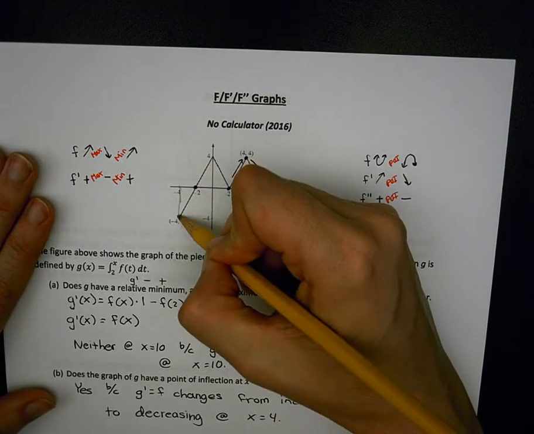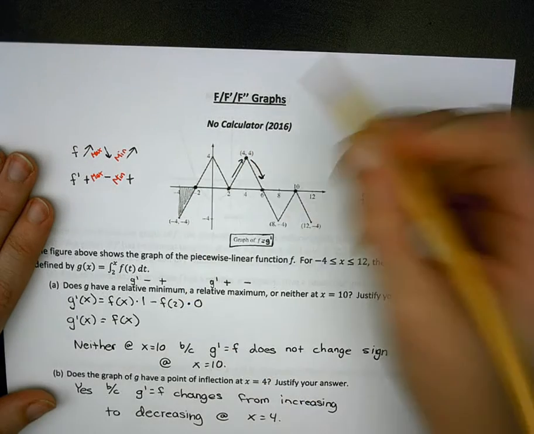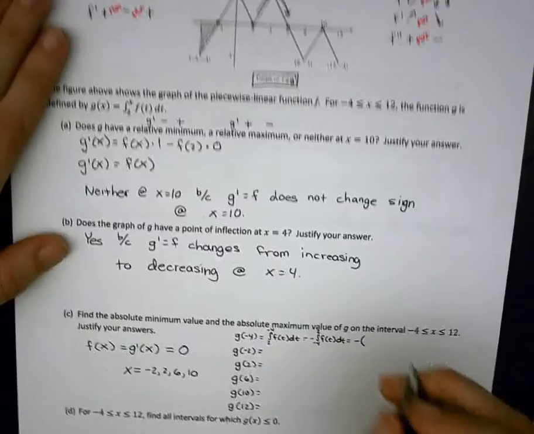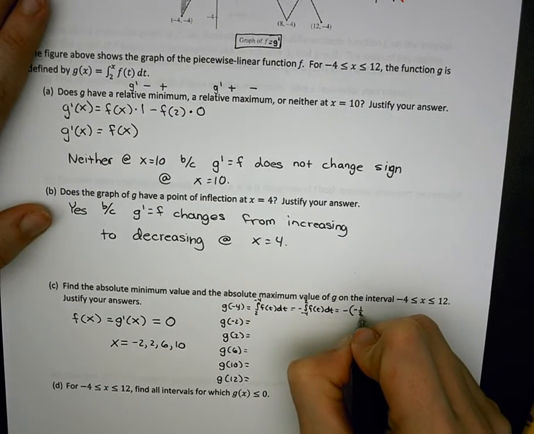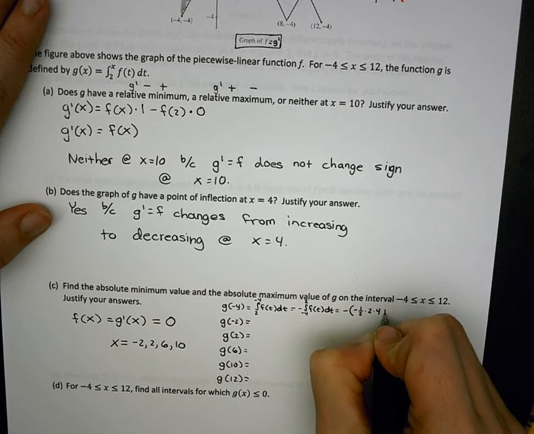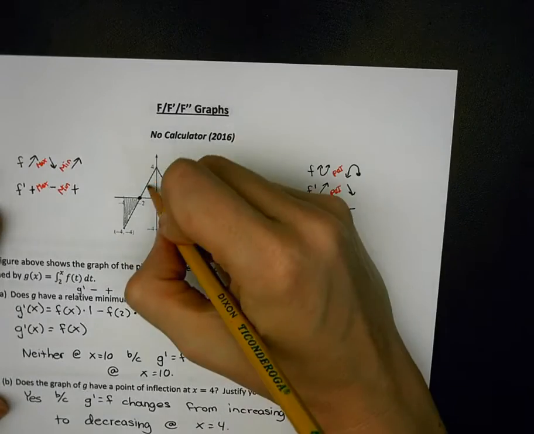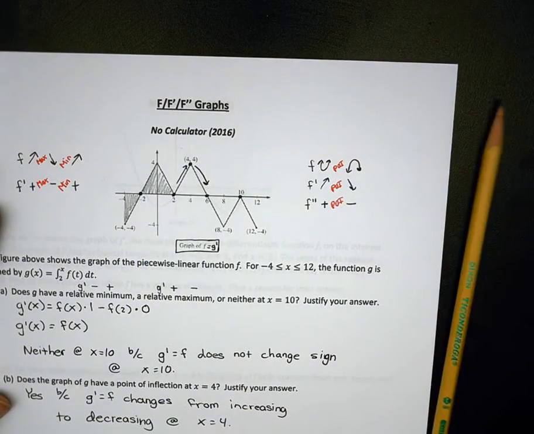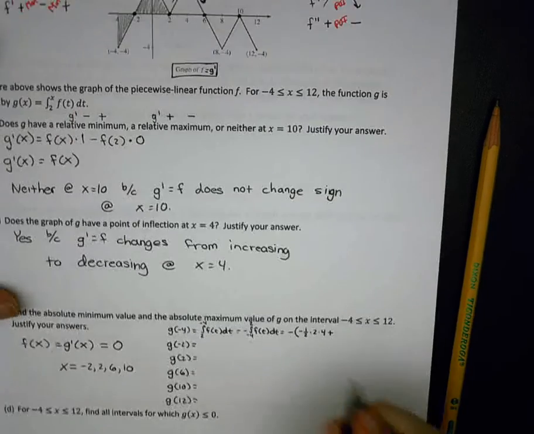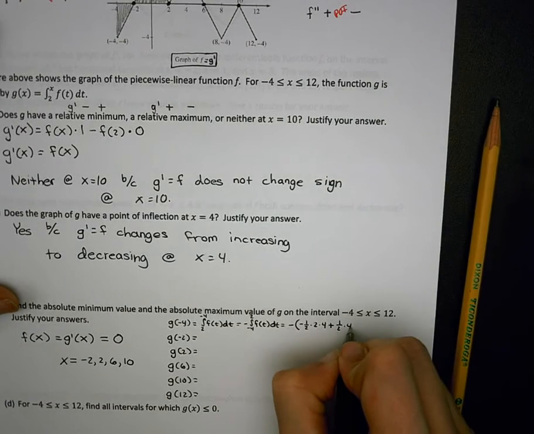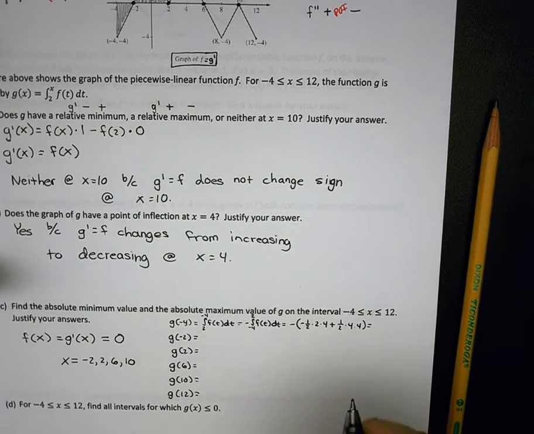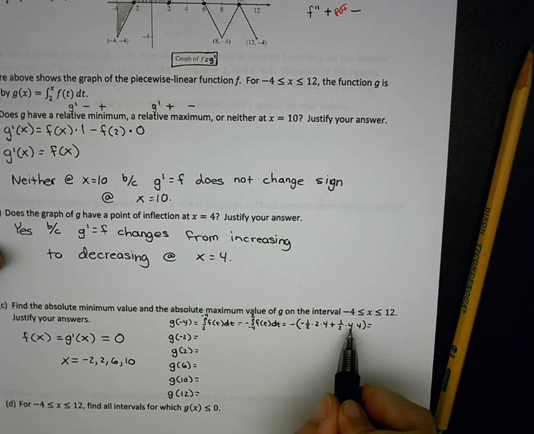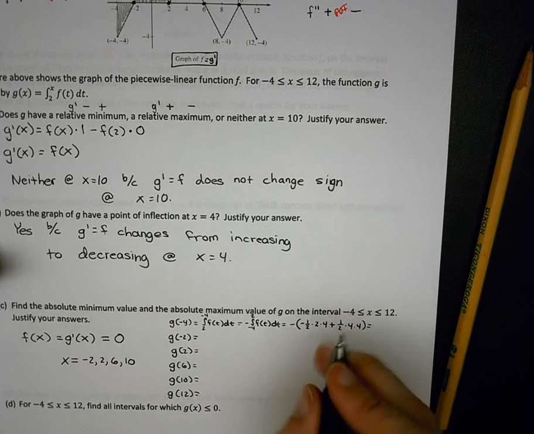-4 to -2 is this triangle here, which is negative. It has a base of 2 and a height of 4. So -1/2, base of 2, height of 4. Going all the way to 2, we've got this triangle as well, right here, which is 1/2, base of 4, height of 4. Right? Which equals, this would be -4 plus 8, which is 4, times the negative would be -4.